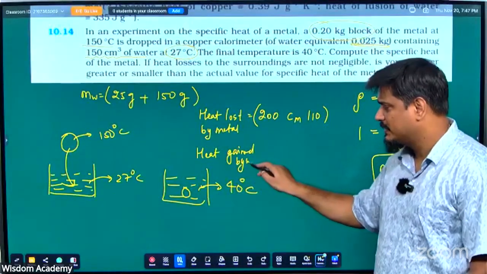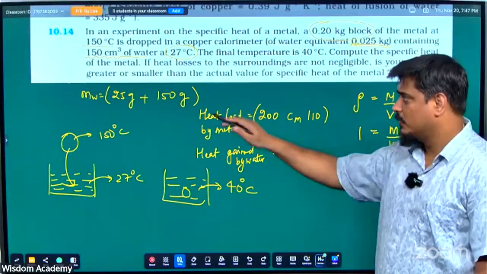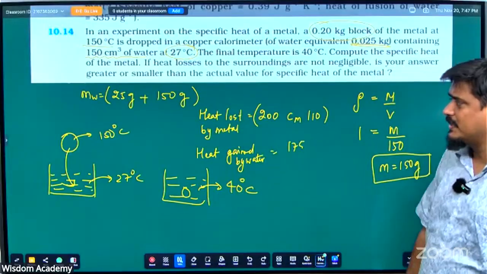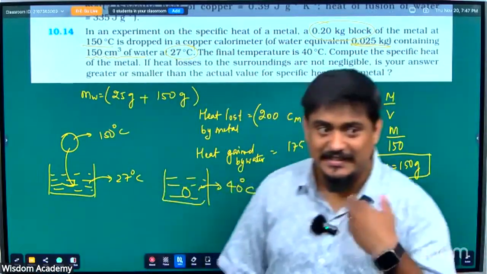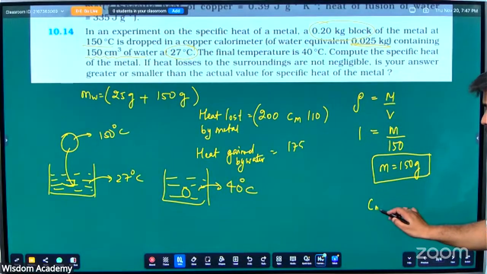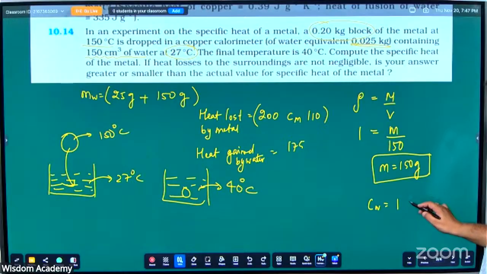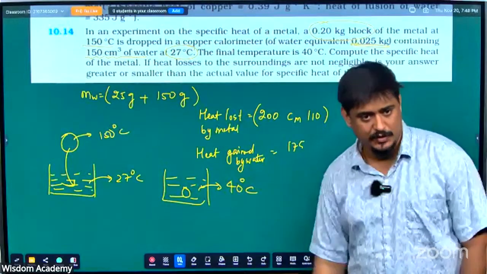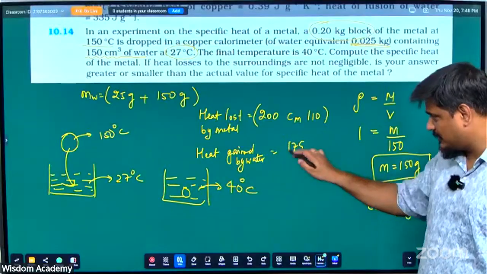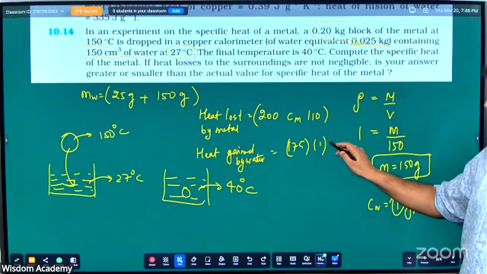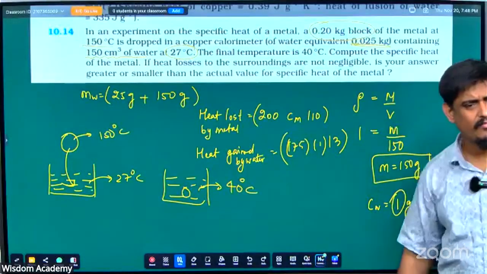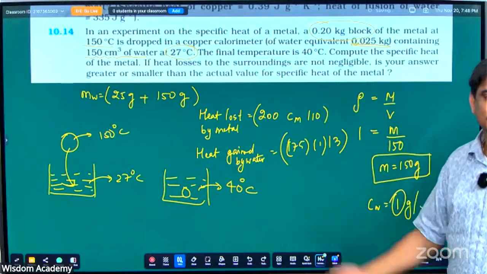Heat gained by the water, how to find that? MC delta T once again. What is M? 175 gram. What is C of water? 4186 joule per kg per degree Celsius. In CGS unit, it is 1. If you don't know, C of water is 1 in terms of calories. So I am writing 175 into 1 into, from 27 to 40, 13. No need of writing minus. Equate both to get the answer. That's all the question is.